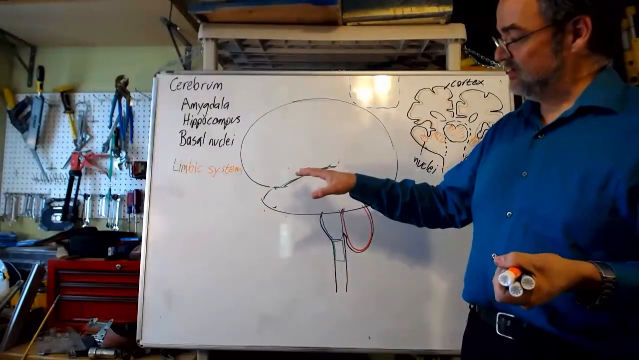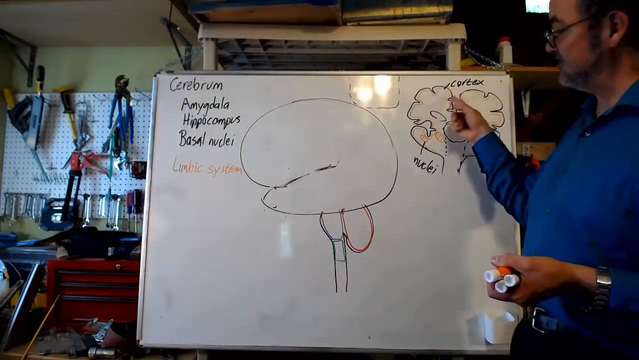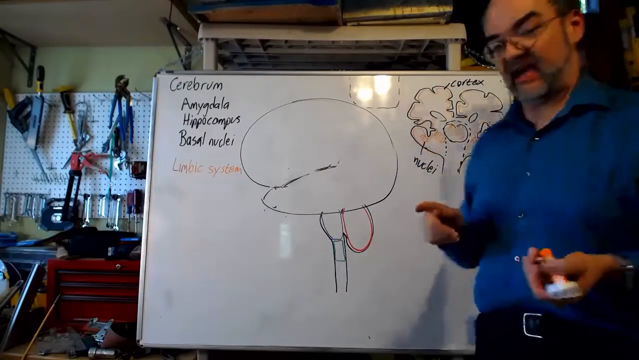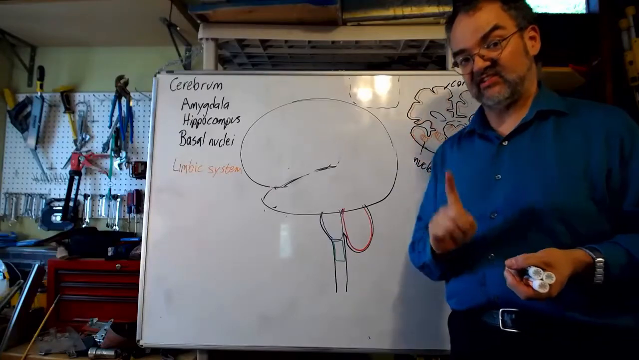Alrighty. So now moving up from these deep areas, we're now going to move out into this layer of gray matter out here on the outside, the cerebral cortex. And I'm going to talk about that in the next part of this lecture.